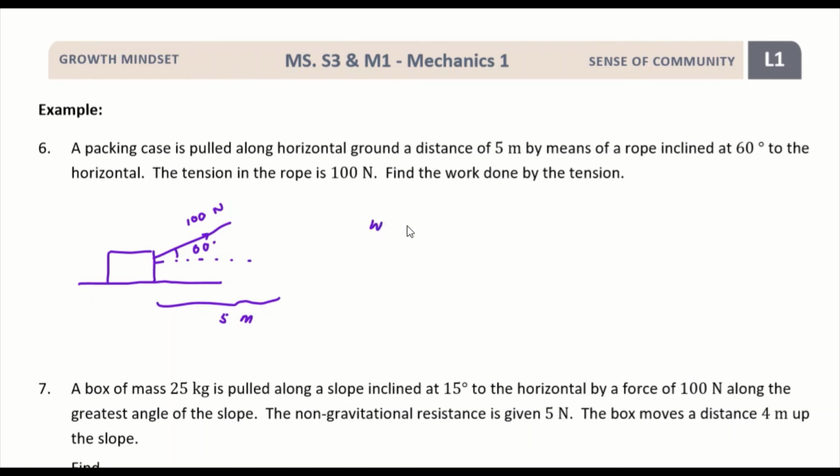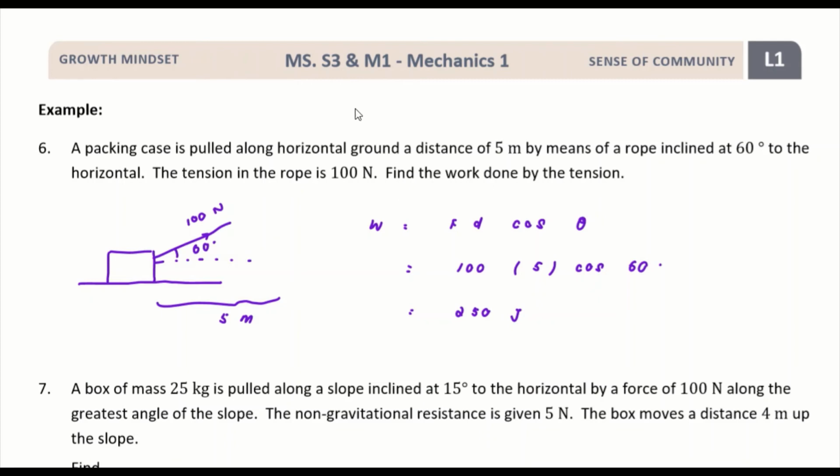So W is equal to the equation just now, F times d times cos theta. Okay, so the force here is 100 for the tension, then d, the distance, is 5, then the angle here is 60. So from here you'll be able to get your answer, 250 joule. So you can see that if it's not along the line of action, the force that actually contributes to the direction of motion is eventually smaller. So that's why the work done will become smaller as well.